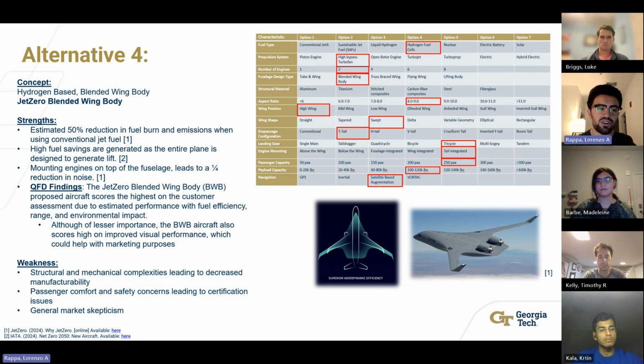We also found other advantages to it in the QFD. It particularly serves well in customer assessments based on its look and its sleek design. But there will be some weaknesses such as the manufacturability and general market skepticism to accept this type of solution. This was just 3 solutions, but we did generate up to 5 different alternatives.